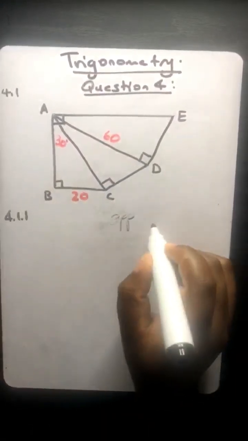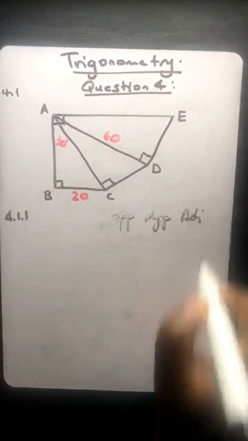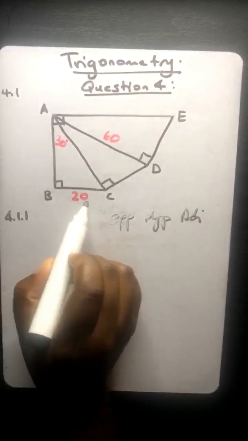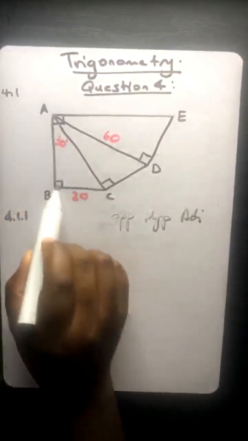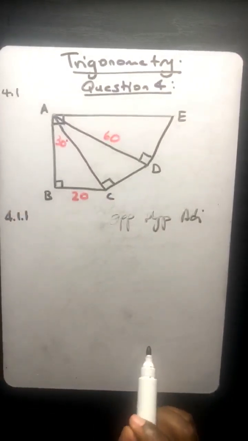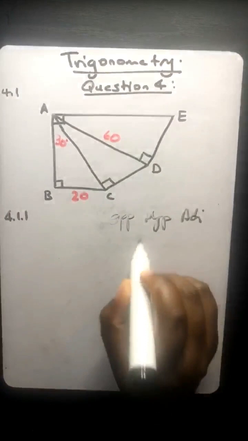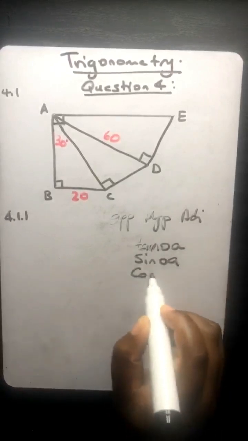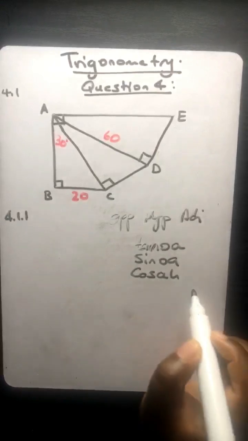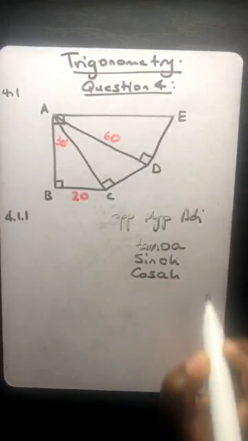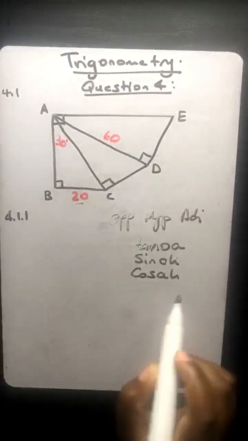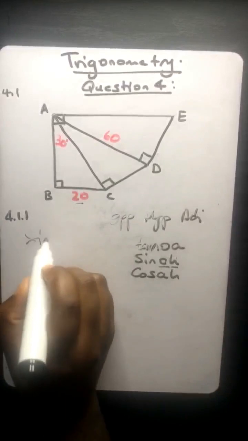So obviously, you need to ask yourself this question. Is it the opposite that you're looking for? Is it the hypotenuse or is it the adjacent? You realize this is where the 90 degrees is, and then you have this, which is opposite to that angle. And then that being opposite to that is your hypotenuse. Then which trigonometric ratio has opposite and hypotenuse? We've got tan, sin, cos. Let's see, which one has opposite and hypotenuse? So that means we're going to use the trigonometric ratio of sine.